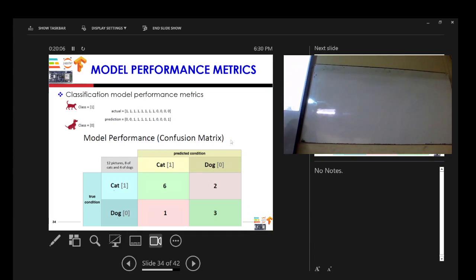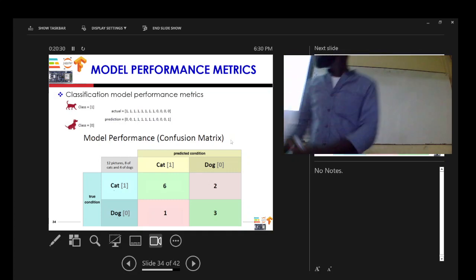And what the confusion matrix has is the true condition here. This one is the true condition. So I have a cat. You know that cat is one, right? Dog is zero. So these are the true conditions, or the actual values. And then I have what I predicted. So another one, cat here, cat is one, and then dog here. So I draw this table down.